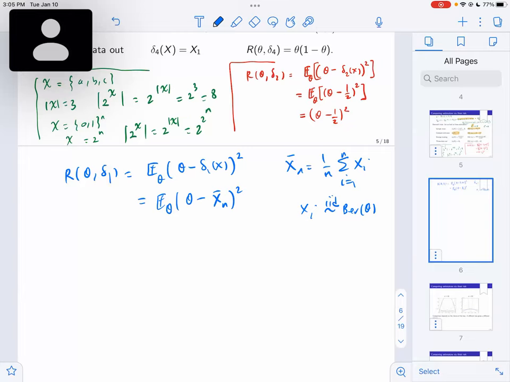Any guess? Sorry, can you say it from the start? What should I write? Theta minus. Oh, this is the expectation. Okay, and then you want to expand this? Yeah. Okay, I'm going to expand it here. x_i from 1 to n. Okay, so you want to do, I see, okay. So let's do something like theta minus, is that what you want to do? Okay.